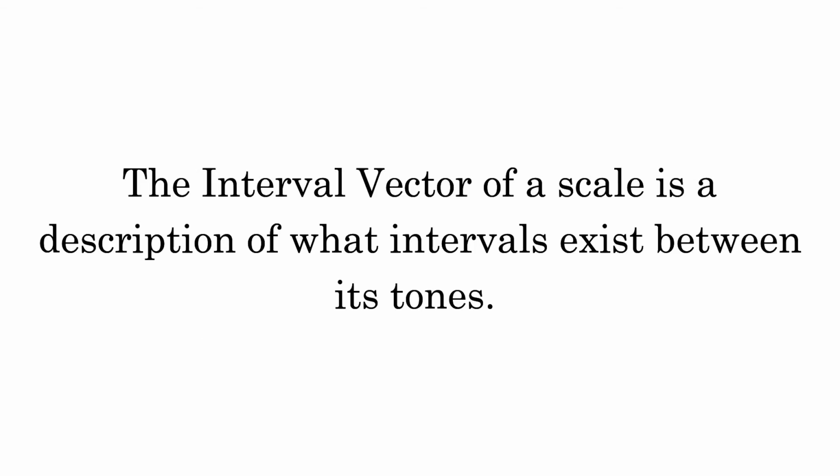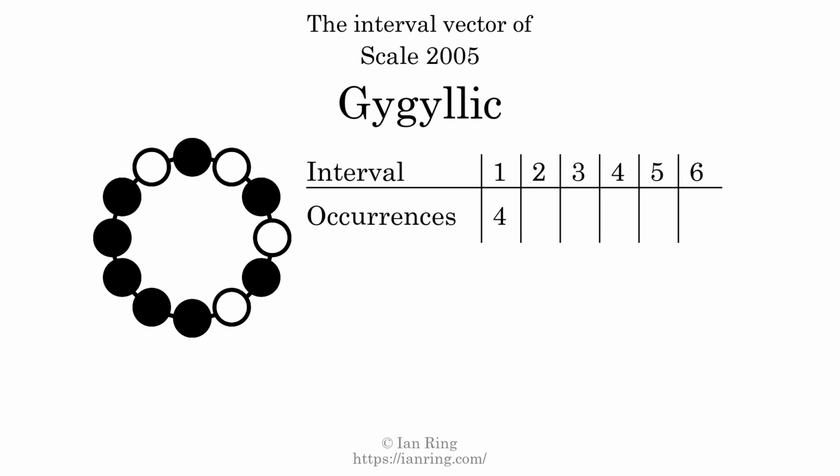The interval vector of a scale is a description of what intervals exist between its tones. There are four intervals with the size of one semitone. They are here, here, here, and here. There are seven intervals with the size of two semitones. They are here, here, here, here, here, here, and here.